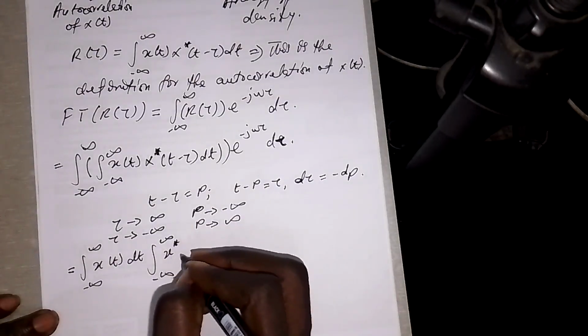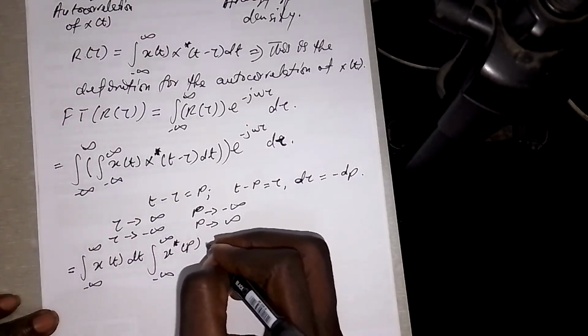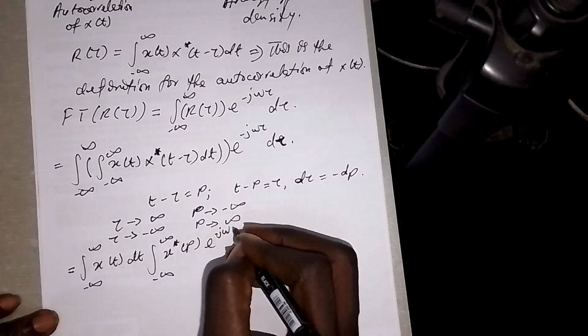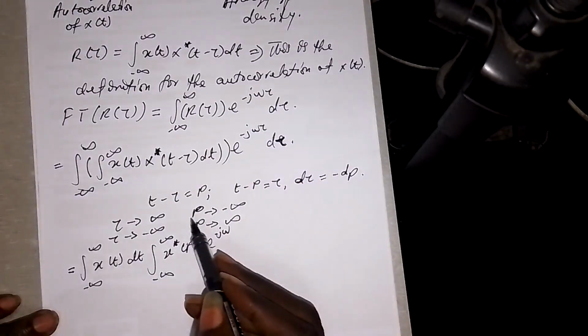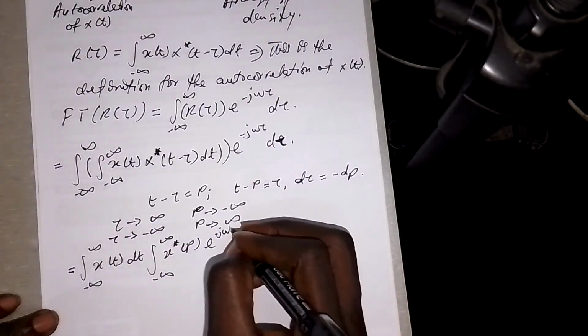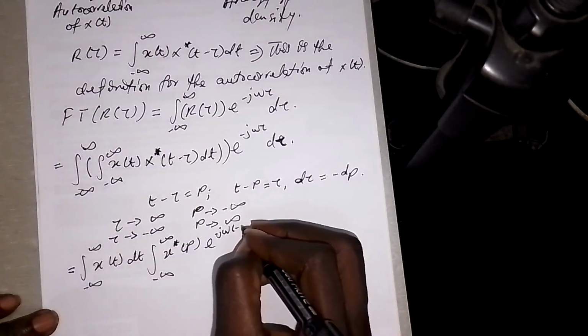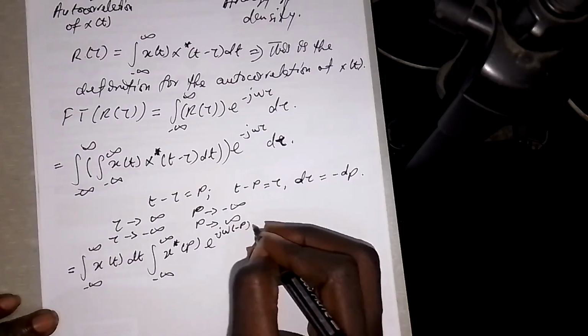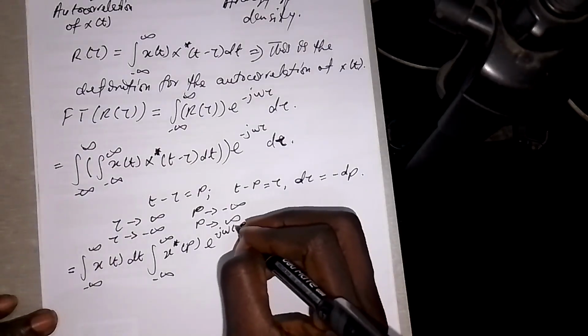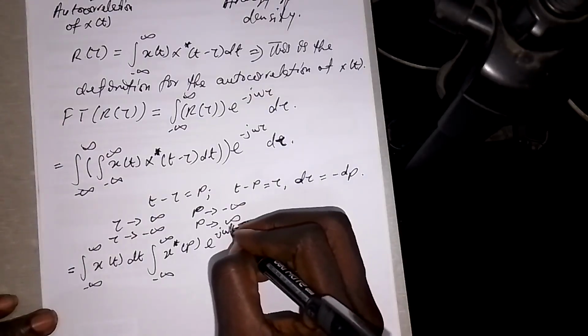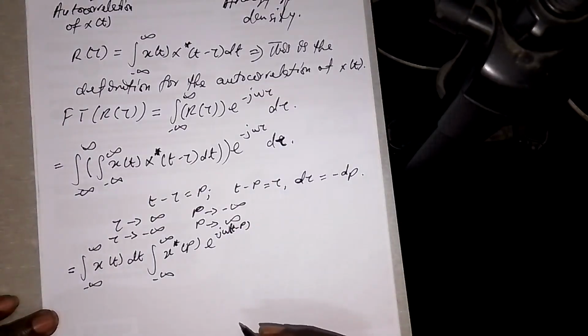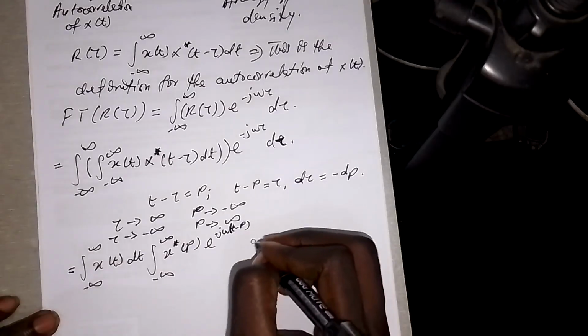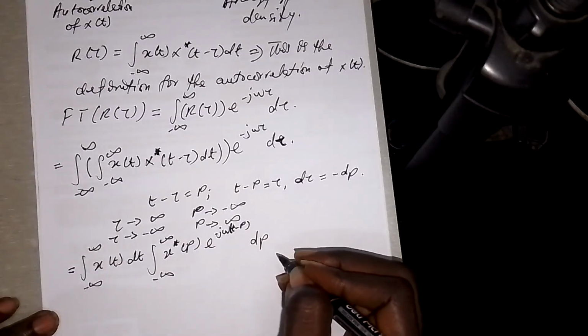So we have the complex conjugate of p into e to the minus j omega, and this tau will become t minus p. Sorry, it will become t minus p. And then what I'm going to have here is the dp.